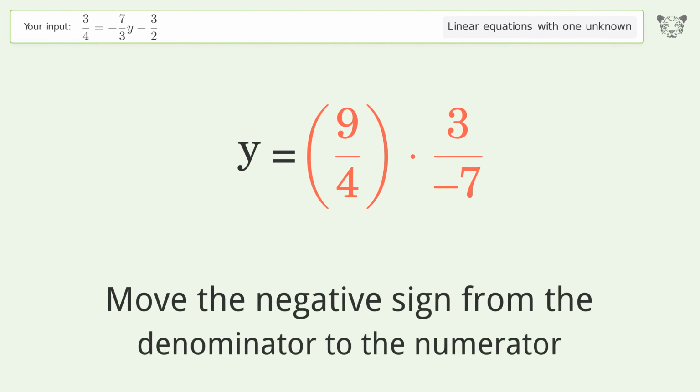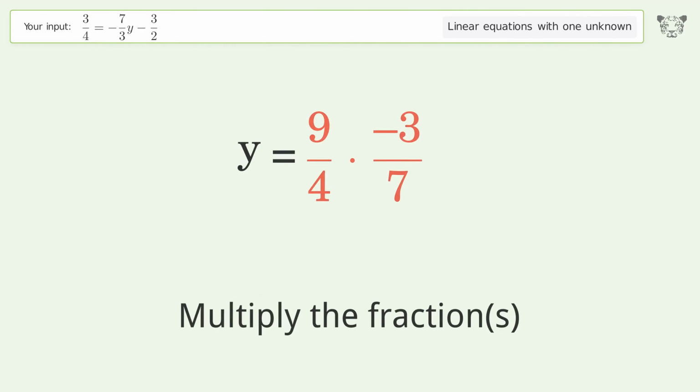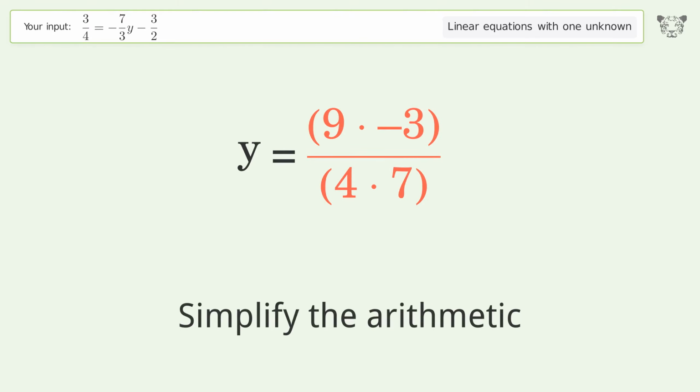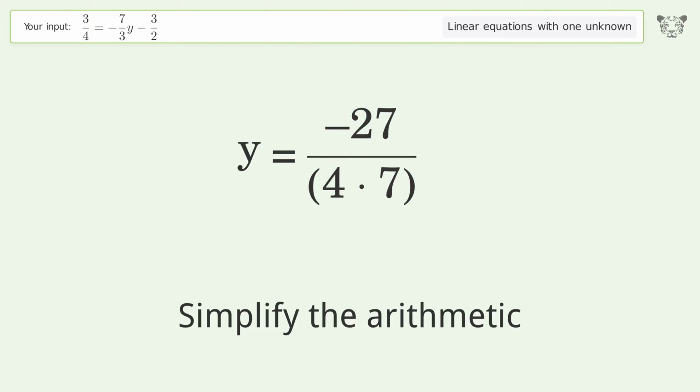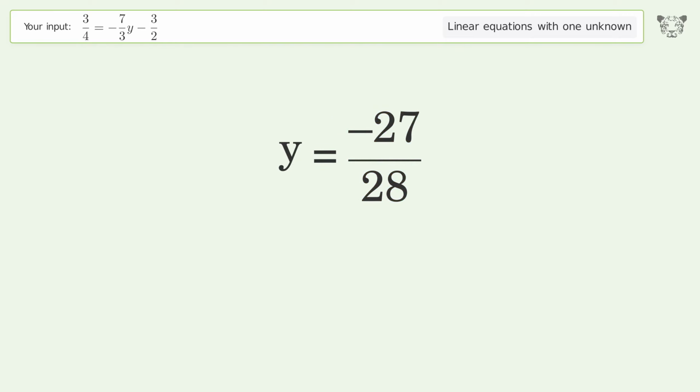Move the negative sign from the denominator to the numerator. Multiply the fractions. Simplify the arithmetic. And so the final result is y equals negative 27 over 28.